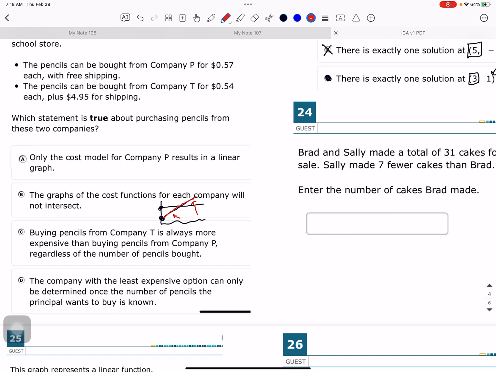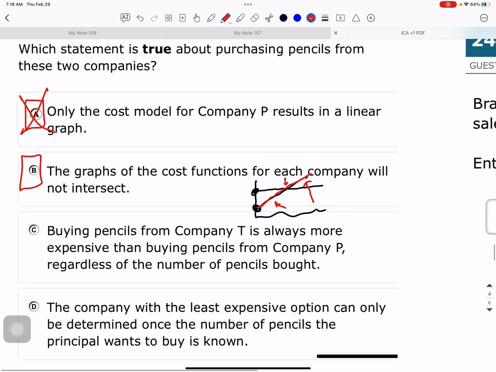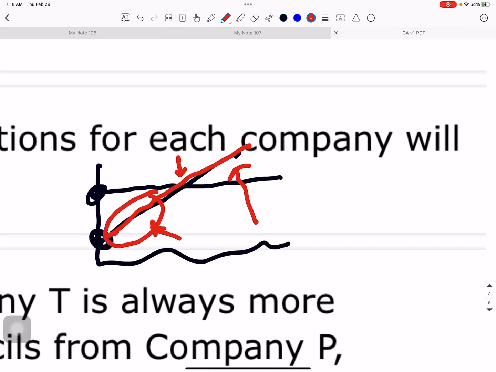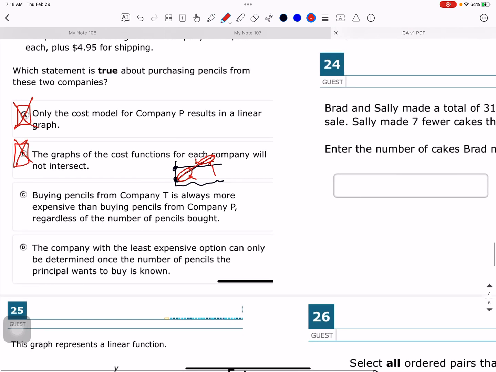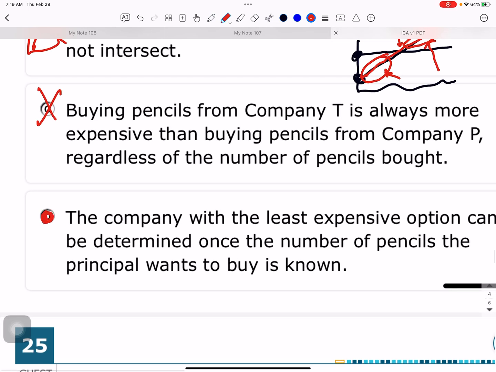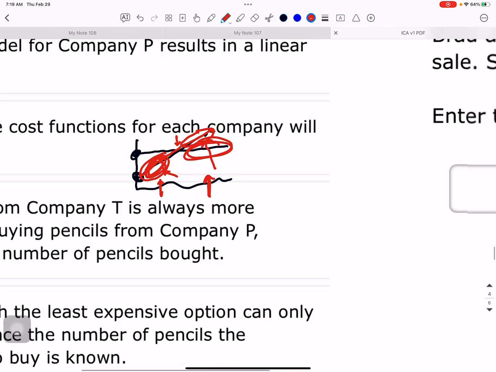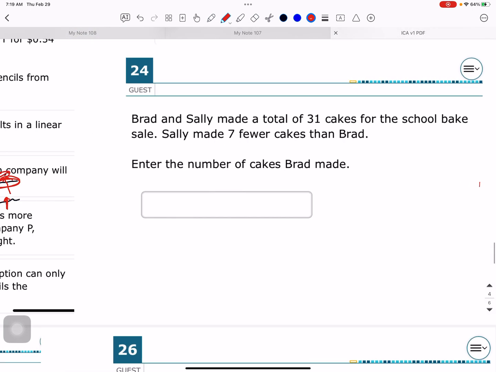So this one says, is only one of these companies a straight line? No, they're both straight lines. This one says, they don't ever run into each other? Yeah, all these guys end up running into each other right there. They intersect. Is one company always more expensive? No. Right here, the red company is less expensive, and over here, the red company is more expensive than the black line. So no. You don't know which one is the better company until you know how many pencils you're buying. If I buy a little bit of pencils, like right here, I should go with this company. If I buy a lot of pencils over here, I should go with that company. They're all the same problem. So it's D.